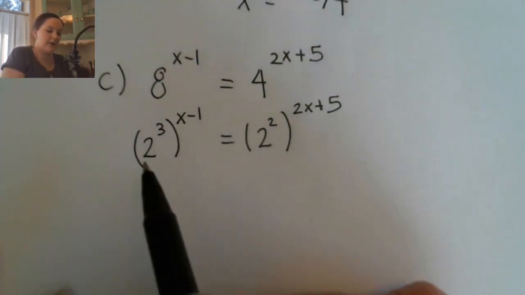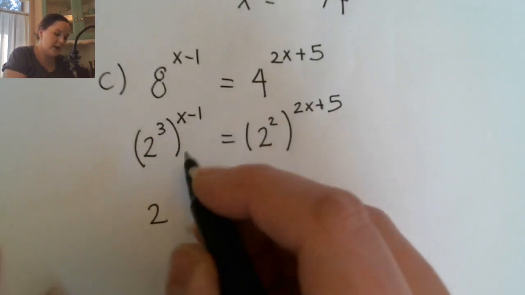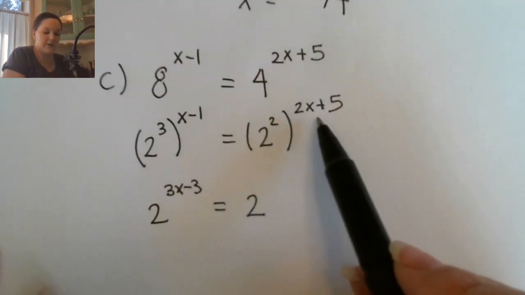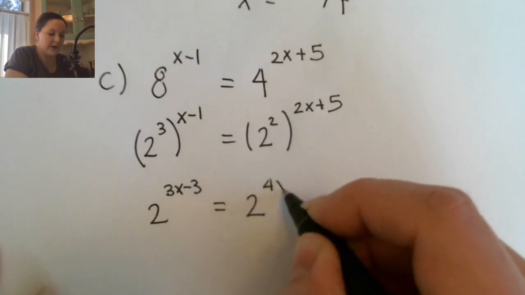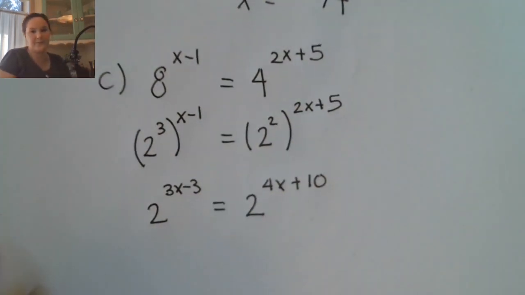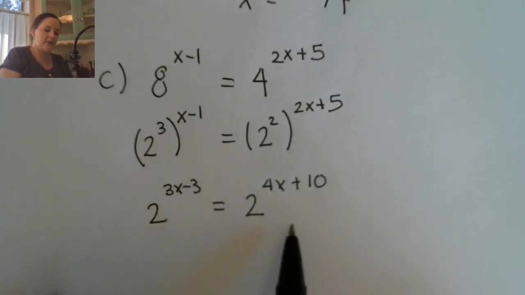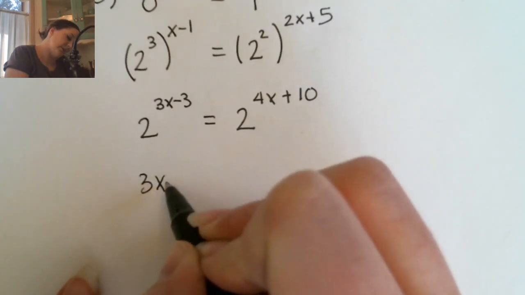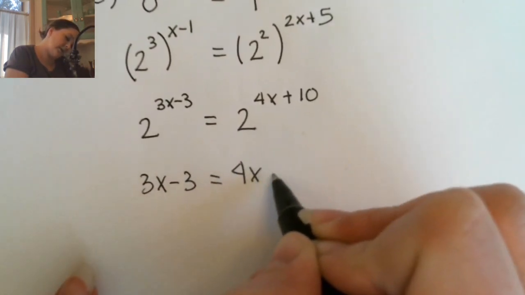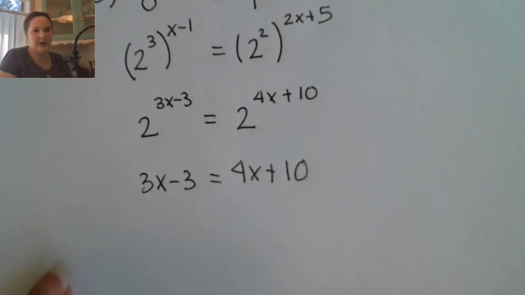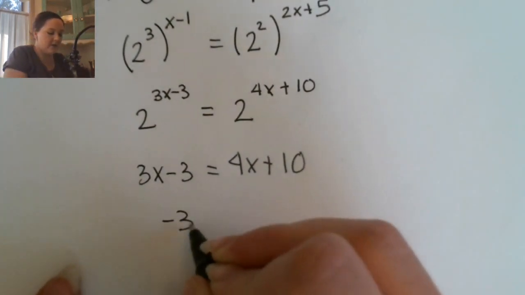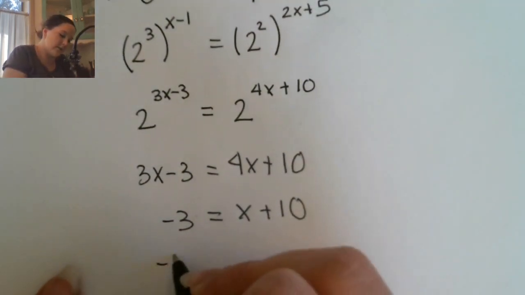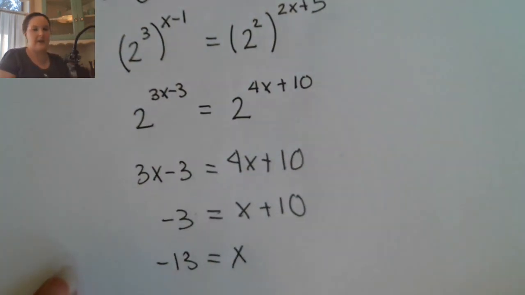Okay, now we're going to multiply our exponents. 3 times x minus 1 is 3x minus 3. And we're going to multiply our exponents here. 2 times 2x plus 5 is 4x plus 10. Okay, so now we have a single term on each side, same base. We can equate our exponents. So 3x minus 3 equals 4x plus 10. Okay, and now we have a nice linear equation that we know how to solve. Subtract 3x from both sides, subtract 10 from both sides. Okay, and there's our answer.